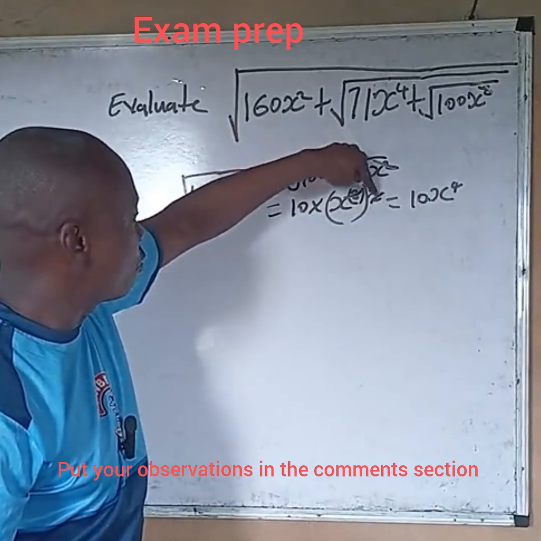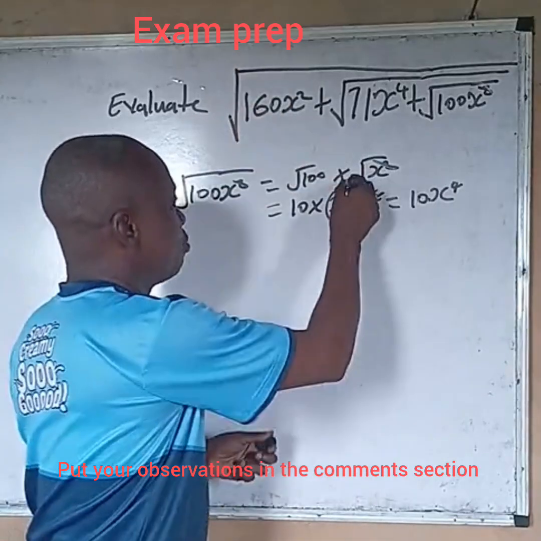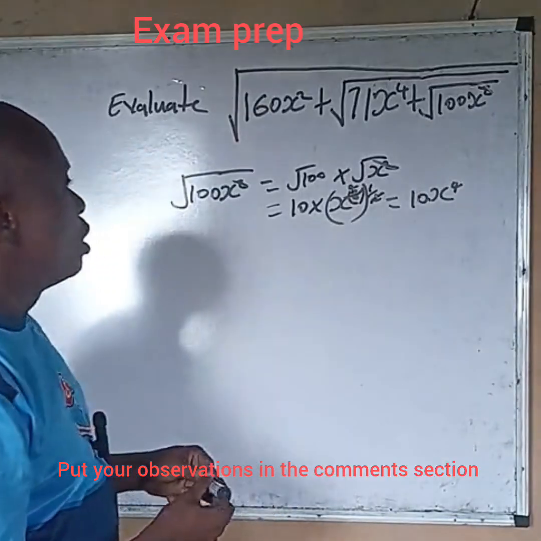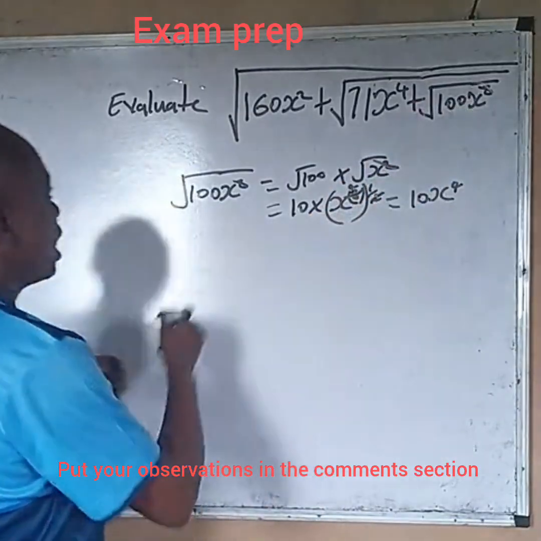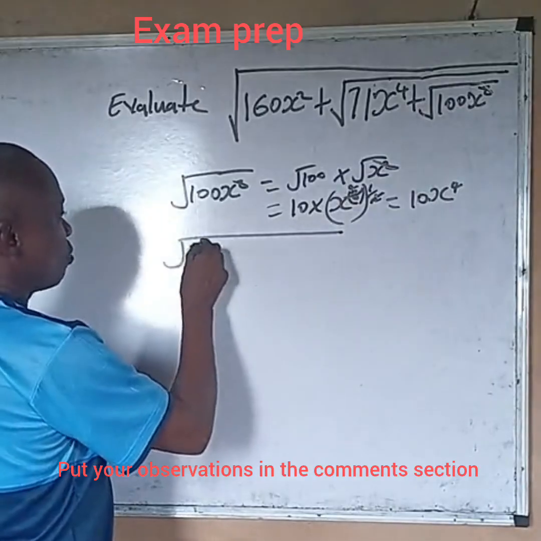The square root is half. So this half, 2, will cancel this 8 and give you 4 here. So at the end, x raised to the power 4 times 10 will give you 10x raised to the power 4. So we have done this. So what you now have is this. Look at it. This is how the equation is now.